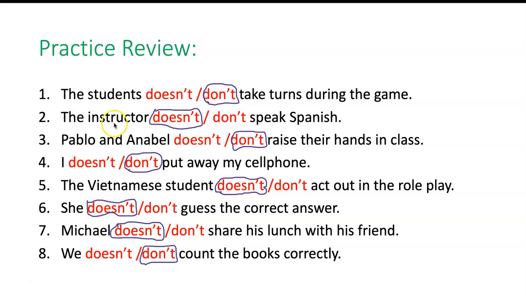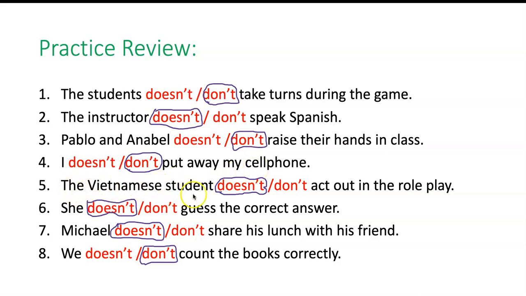Now, number 2, the instructor. The instructor maybe could be he or she. The instructor doesn't. Okay? This is correct because the instructor is he or she and you have to use the auxiliary does. Pablo and Annabelle don't because you use the auxiliary do. I don't put away my cell phone.